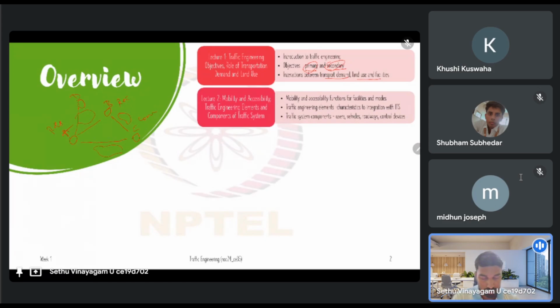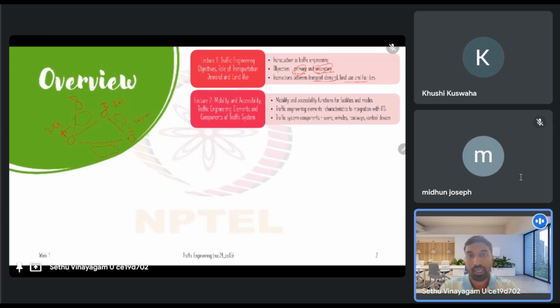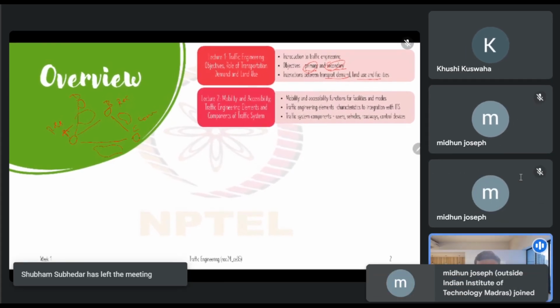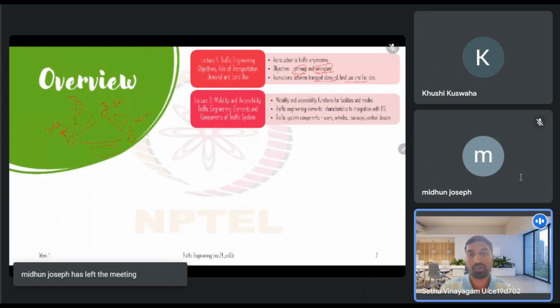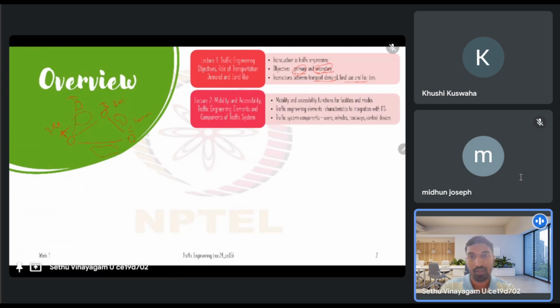And also we looked at accessibility. Accessibility is nothing but how easy it is to enter into the location or the facility. So it's about being able to use the facility. Mobility is how good the facility is in providing the through movement. Accessibility is how easy it is to access that facility, how easy it is to enter into that facility. If the location is well connected to the other locations, then it will be more accessible.